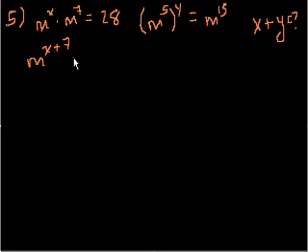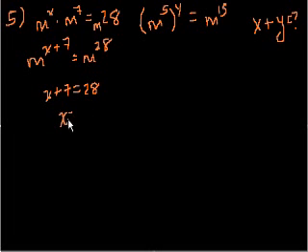And so we have m to the x times m to the 7th. Oh, sorry, I wrote it down wrong. It equals m to the 28th. Sorry. Well, you knew that. Anyway, m to the x times m to the 7th is equal to m to the x plus 7, and that equals m to the 28. So the exponents have to equal each other. So x plus 7 is equal to 28. X is equal to 21.